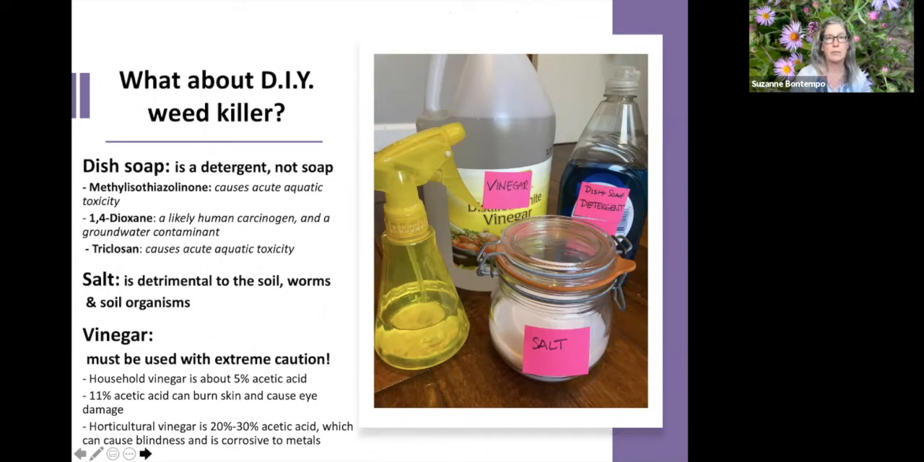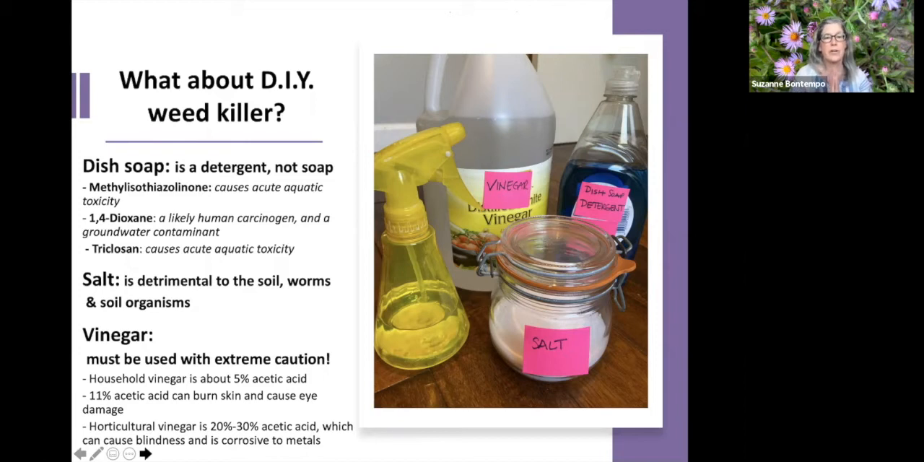So I'd like to invite you to have a look at your dish soap and try to navigate the active ingredients in it, because a lot of them are going to be very toxic. In fact, more toxic than an eco herbicide that you can buy that's intended for killing weeds. Some of the active ingredients cause acute aquatic toxicity, and some are likely human carcinogens and groundwater contaminants.